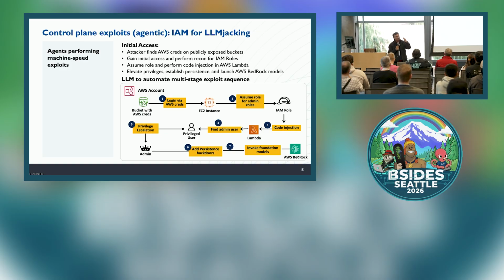Once they find these types of roles with the relevant permissions, they actually go and use those roles to elevate permissions. Once they get elevated permissions, they found a Lambda function. They were able to go and replace the code in the Lambda function through code injection exploits, and then use that as a persistence backdoor, eventually get access to a Bedrock instance, and then launch their own foundation models. So this is a multi-step exploit kill chain.